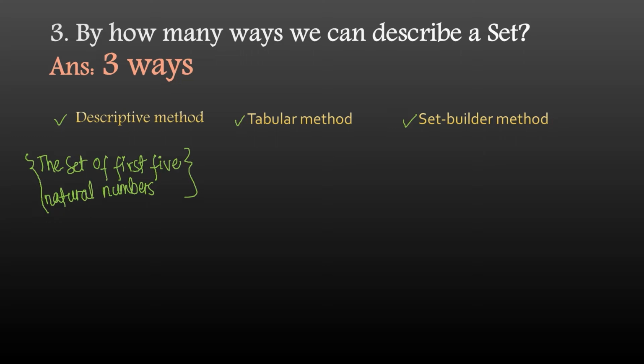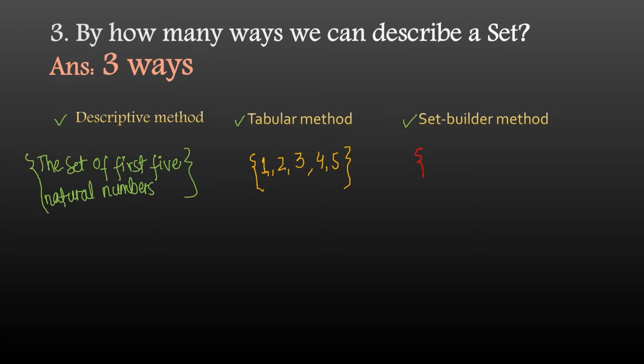Okay, so the next method is tabular method. In tabular method, I directly put the elements. I know the first 5 natural numbers are 1, 2, 3, 4 and 5. Okay, so this is the easiest way to represent members of a set. And number 3, we have to write it in set builder notation. That is mostly used in our examples.